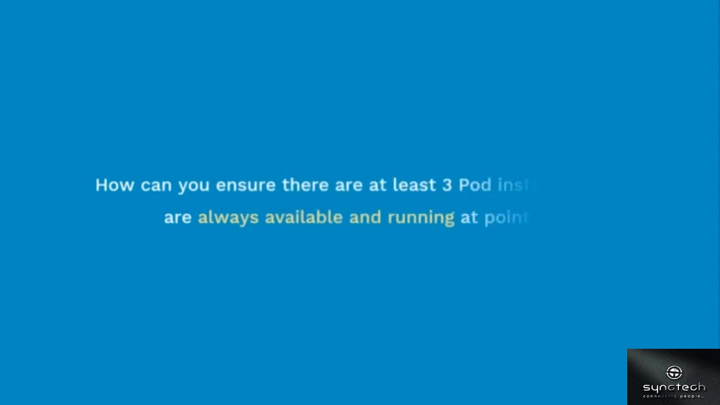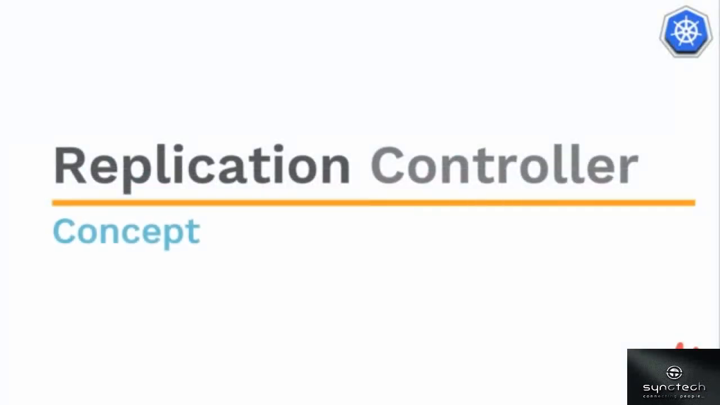Let's imagine that you want to deploy a containerized app inside a Kubernetes cluster. So, how can you ensure that at least 3 instances of the pod are always available no matter what? Hello and welcome to ReplicationController.